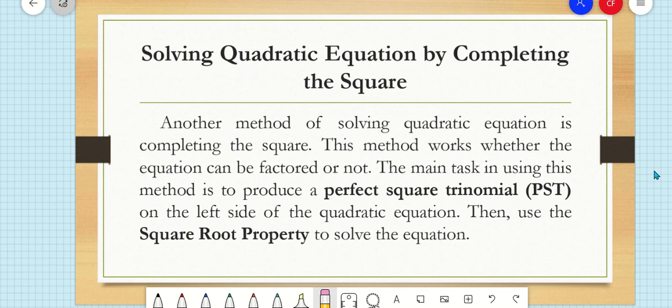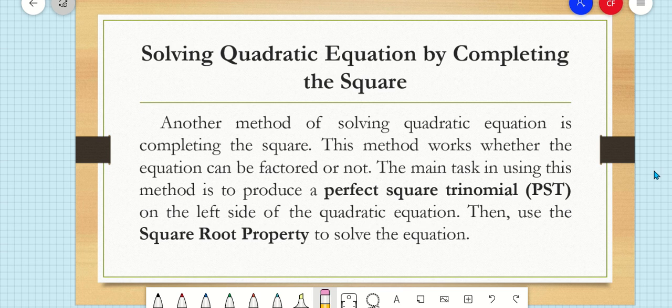Good morning! So for today's lesson, ito po yung continuation, or this is the other method in solving quadratic equation by completing the square, right? So another method of solving quadratic equation is completing the square. This method works whether the equation can be factored or not.